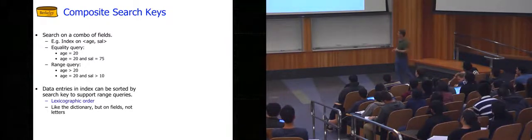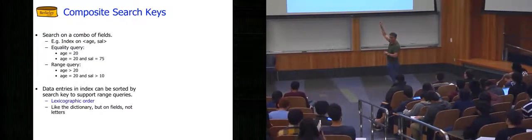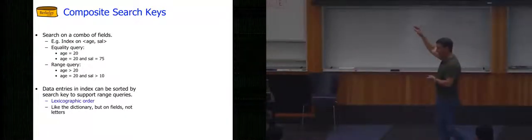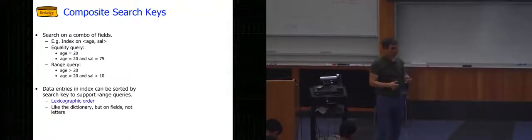Make sense? So you can only do lookups that go down a prefix of the fields in the search key, right? Age and salary. If the search key was age, salary, and GPA, you could do queries on age, and age and salary, and age, salary, and GPA, right? All right.